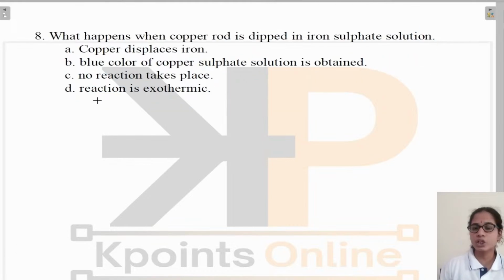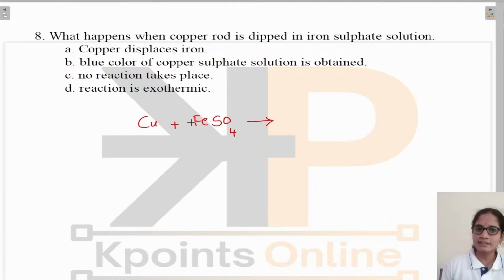Okay. What happens when a copper rod is dipped in iron sulfate solution? Copper displaces iron. Blue color of copper sulfate solution is obtained. No reaction takes place. Reaction is exothermic. Yes, first let us write the equation. When a copper rod is dipped in iron sulfate solution, what happens here? First check which element is most reactive.